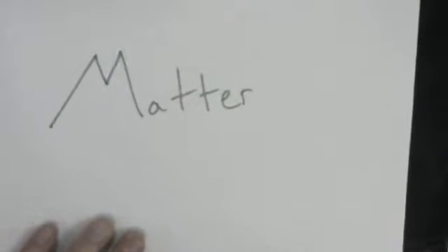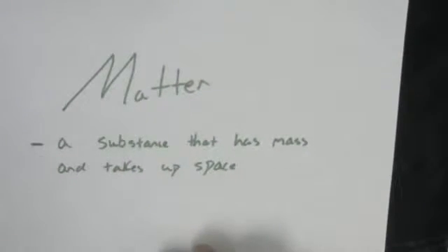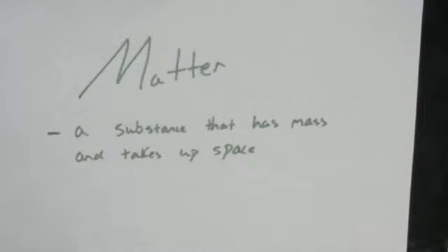Alright, so first off, we got to know what matter is. So if we look at matter, matter is anything you can see, touch, or taste, feel. And the scientific definition is this: matter is a substance that has mass and takes up space. So you're sitting on a piece of matter right now. You're most likely using a piece of matter right now with your pencil. Everywhere you look in this classroom, or in the room you're at, you're looking at matter. So matter makes up most everything we can see.